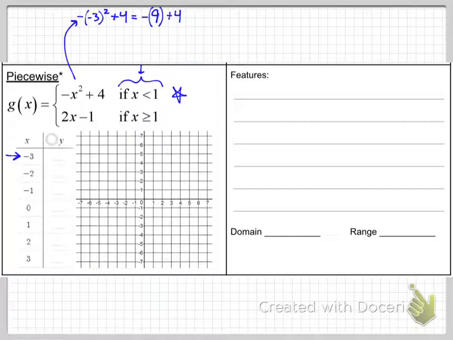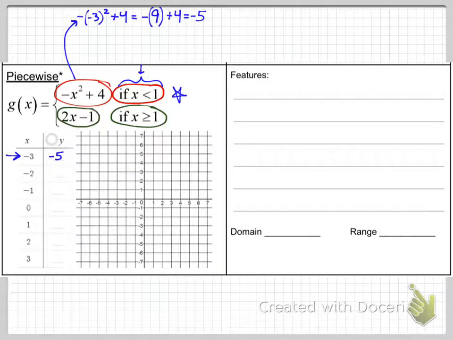Now that parentheses 9 with a negative in front of it is negative 9 plus 4, which is negative 5. So I got negative 5 because I applied the top function. And the reason I applied the top function was because my input, x, was less than 1. If the input were greater than or equal to 1, we would have used 2x minus 1 instead, and we'll get to that in a moment here.